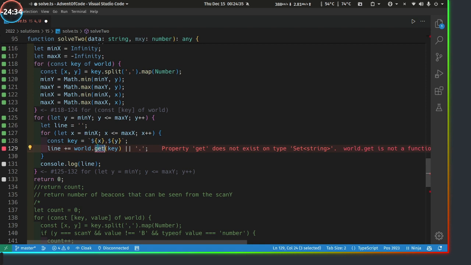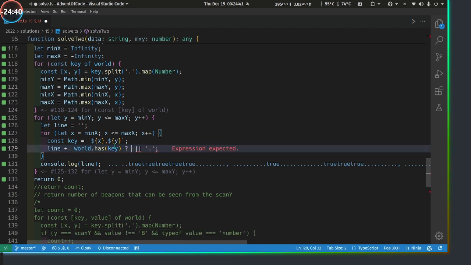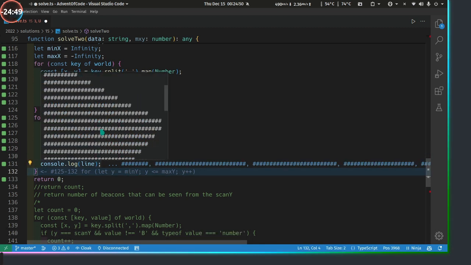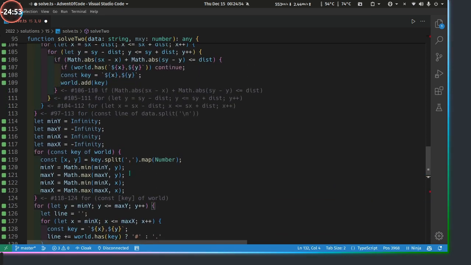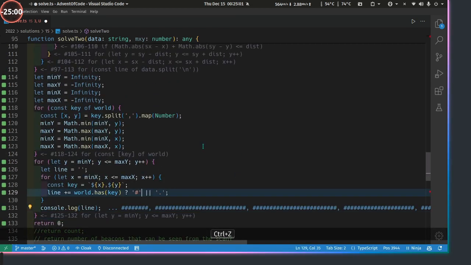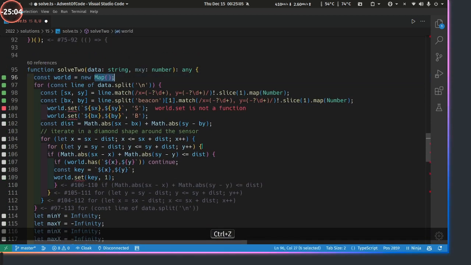So, world dot has key is draw thing, or your dot. Sure. Oh no, Lord no. Well, that didn't do what I wanted. At least it didn't visualize the way I wanted. Shouldn't have done that. Go back, go back. Bad idea. Worst idea.